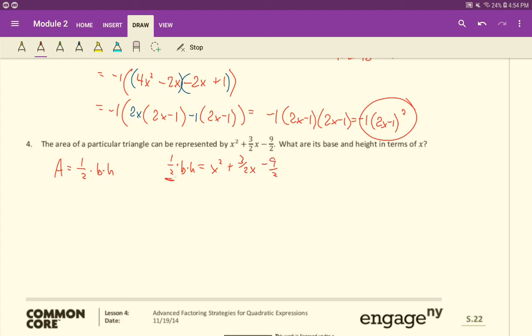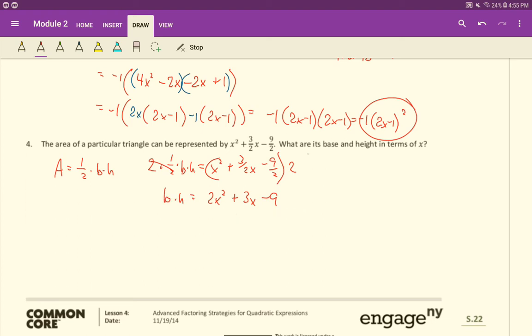Okay, I'm going to get rid of this 1/2 here by multiplying both sides by 2, which will result in the base times the height being 2x squared plus 3x minus 9 when you distribute the 2 to all three terms there. So you don't need that parenthesis. Now at this point, we need to come up with two things that multiply to give us this 2x squared plus 3x minus 9. And we can use factoring to do that.